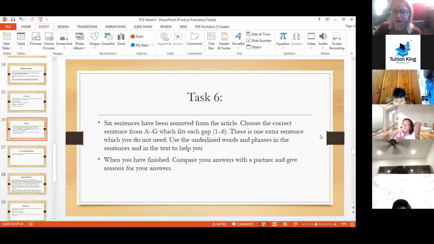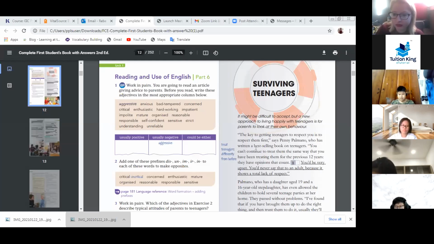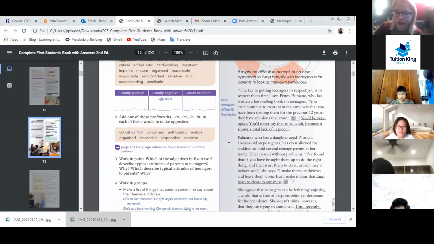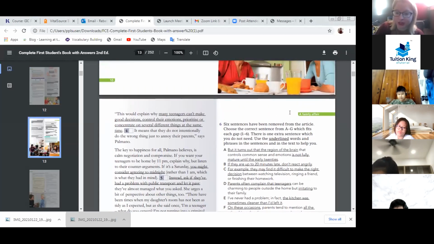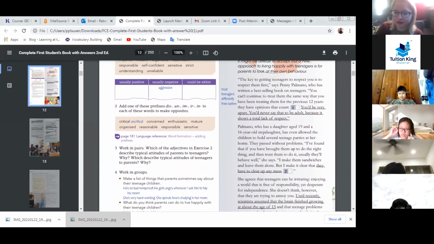Now, once you've done this, we will be comparing answers together. But what I just want to do is to go through the first one with you. So I will stop sharing my presentation, and instead I will share the textbook. Sorry, my keyboard is a bit sensitive. So if I could just give you a minute to reread this first paragraph before I tell you what the answer is. Okay.